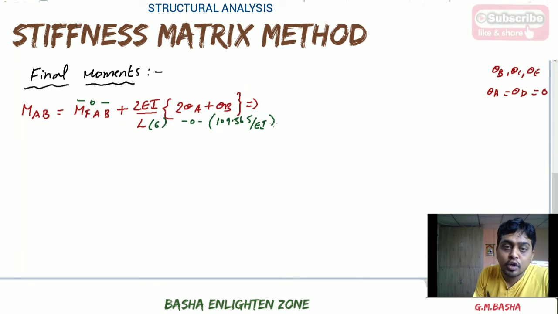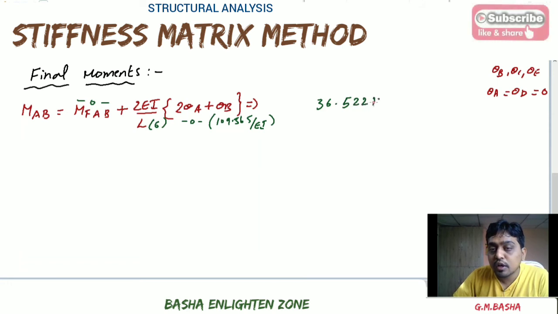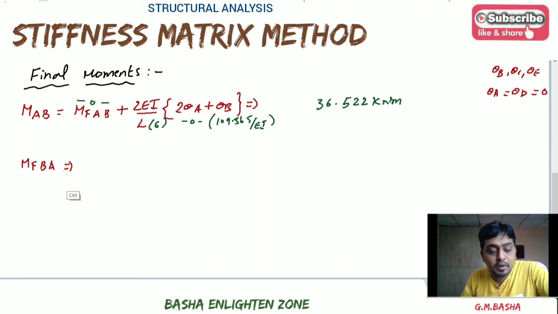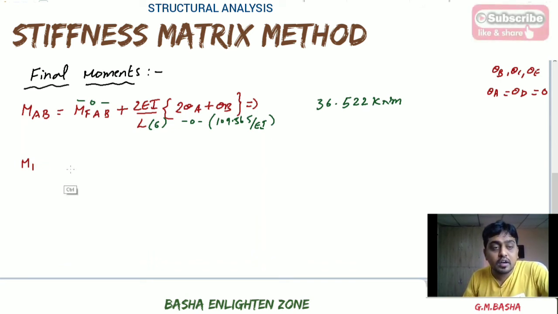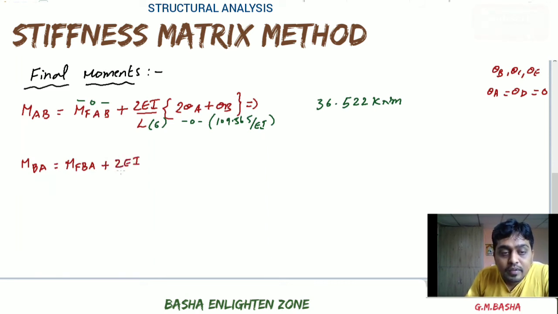Okay, after substituting all the values here, you please simplify directly. You will get fixed moment AB will be equal to 36.522 kilonewton meter. Okay, in the same way, take down final moment BA. Sorry, that is final moment BA. So don't confuse. Final moment BA means that one will be equal to fixed moment BA plus 2EI by length of the span BA into 2 theta B plus theta A.